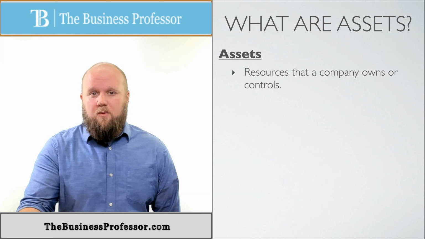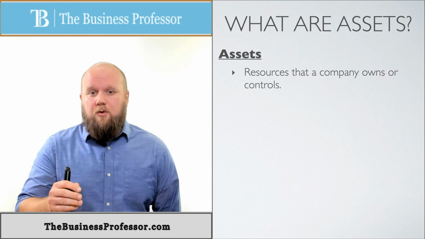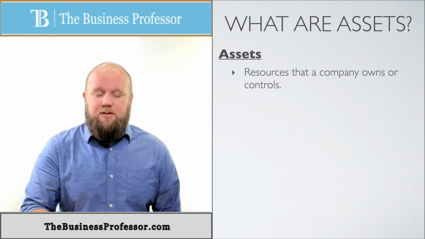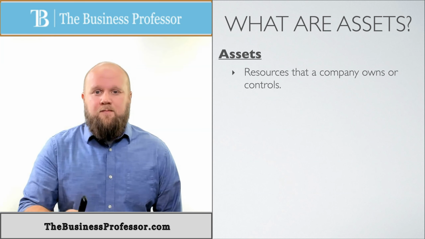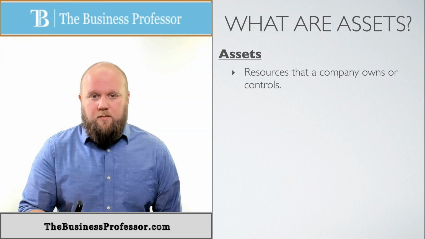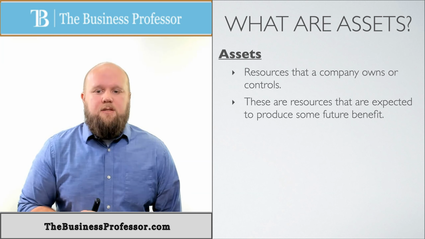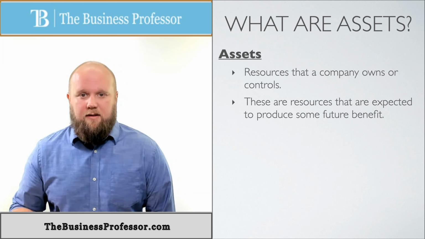The computer maybe that you're watching or the phone that you're watching this on, you own that. That is an asset to you. Maybe the car that you have, that is an asset to you. The home that you're in, that is an asset to you. These are the things that we own. Okay. These are resources that are expected to produce some kind of future benefit.